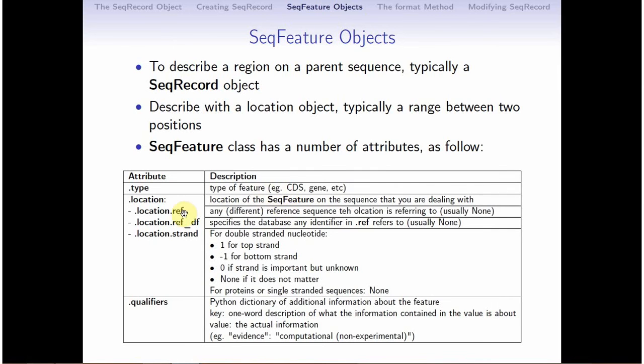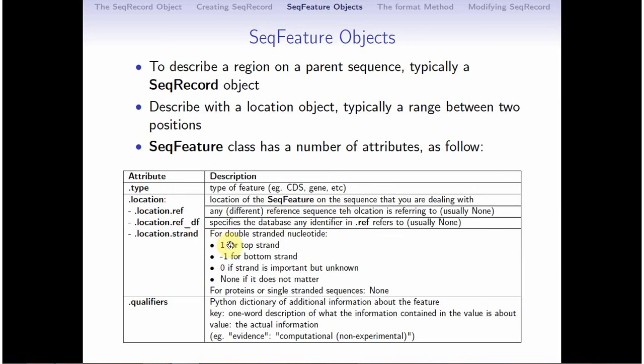So usually, sequence location .ref, then .ref_db. This one is usually None. So if you want more information, you can look over here. This one is the location type. Then strand. This one maybe is important.